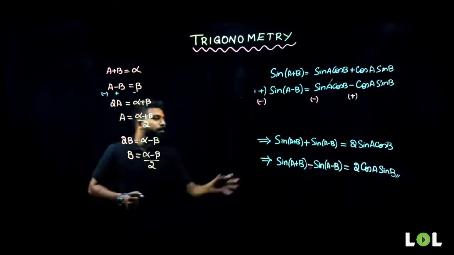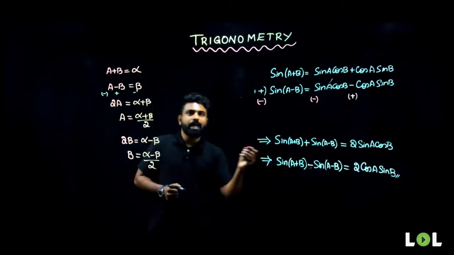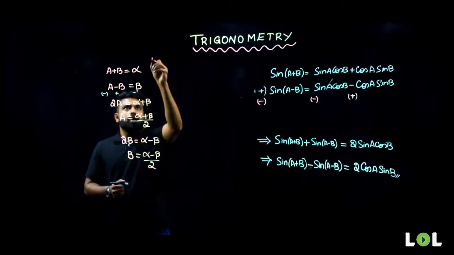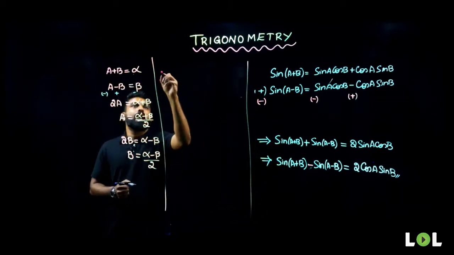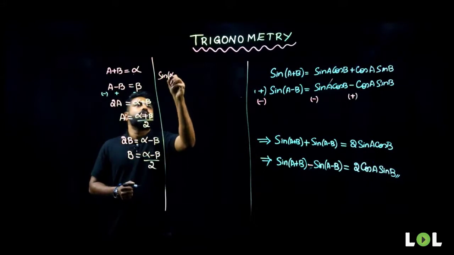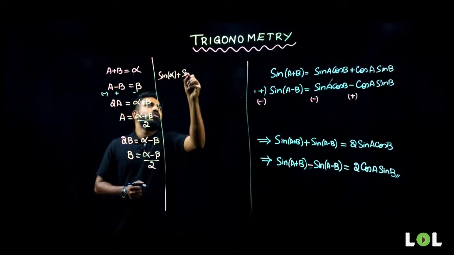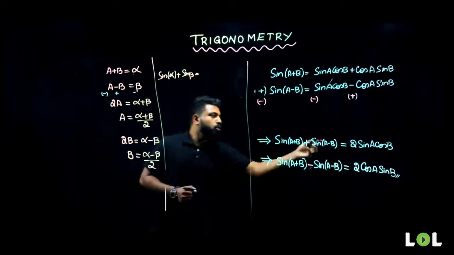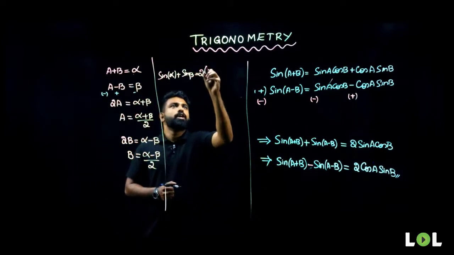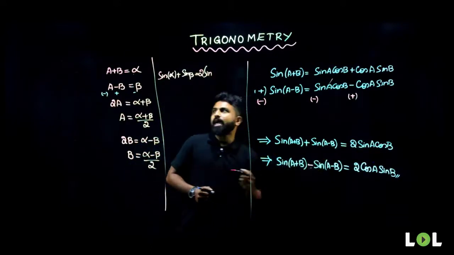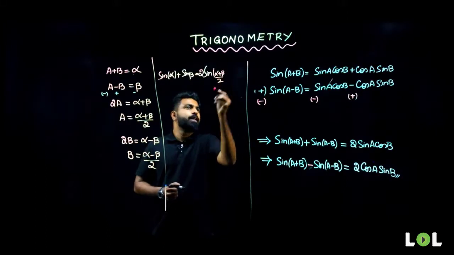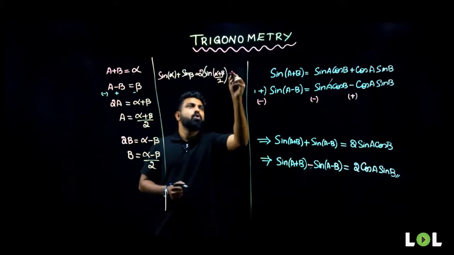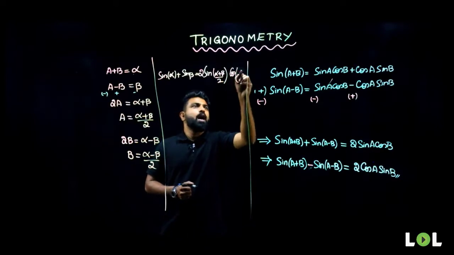Now if I replace the same thing in this formula, what will I be getting? Sin of A plus B. A plus B is nothing but alpha. Sin of alpha plus sin of beta will be equal to 2 into sin of A. Value for A is alpha plus beta by 2. Alpha plus beta by 2 into cos of alpha minus beta by 2.